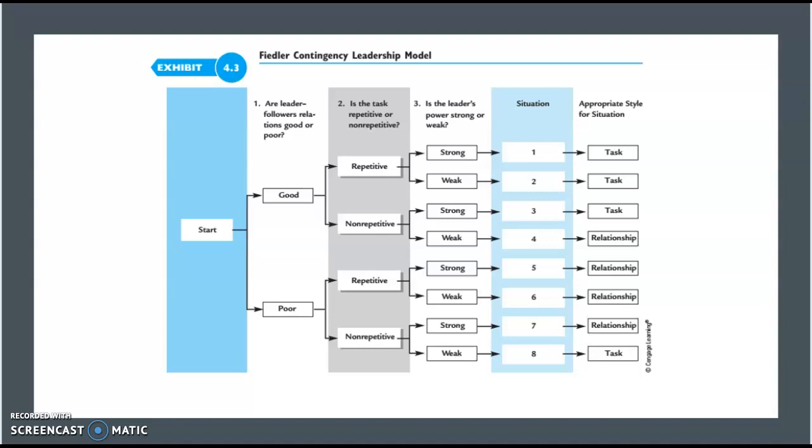The results of these questions determine a hierarchy of favorableness, which is on a scale of 1 to 8. If your situation matches your leadership style, this theory deems you will be effective in your work. However, if it does not match, Fiedler discusses changing your situation's variables.